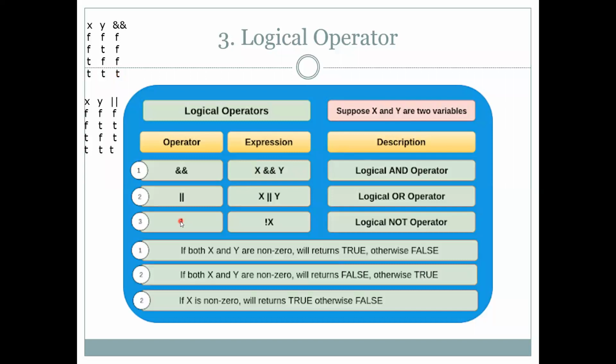And NOT is the operator that just reverses your value. Suppose, let me write it down here in the space, integer x is equal to 0, and if I apply the NOT operator, not x, what it will do is reverse the value, meaning it will convert my 0 to 1. Meaning if x is non-zero, it will return true, otherwise it returns the false value. This is about your AND and the OR operator.